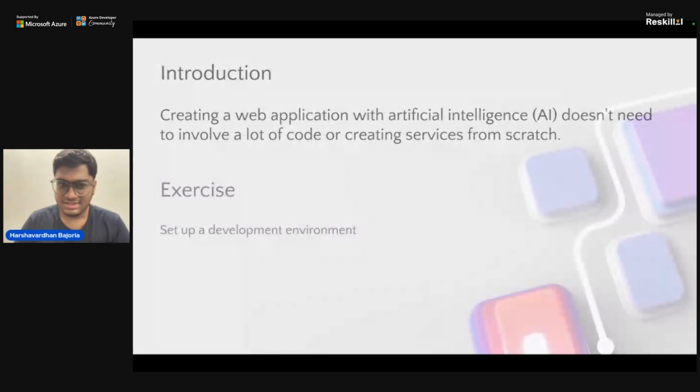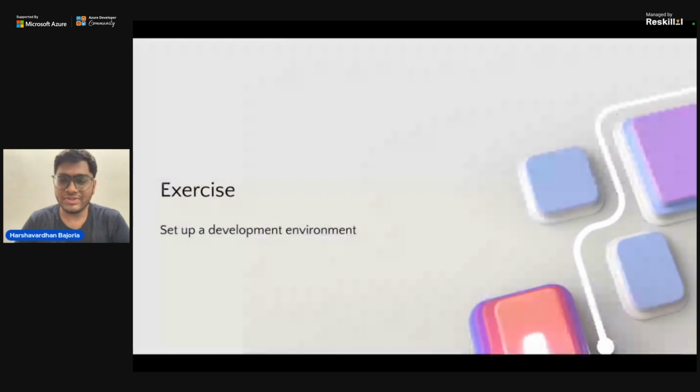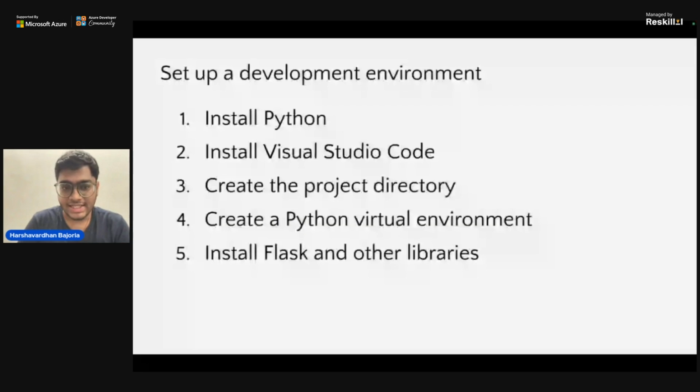Now, how to do that? But before doing that, let's set up our development environment so that we can get ready. So, for setting your development environment, you need to install Python, install VS Code, create a project directory, create a Python virtual environment, install Flask and other libraries. But I said that either Python and VS Code or GitHub Codespace. What did I mean? So let's get through it.